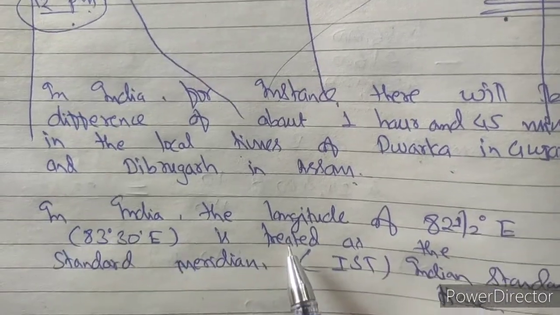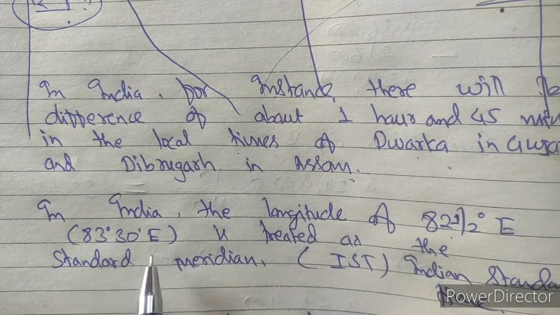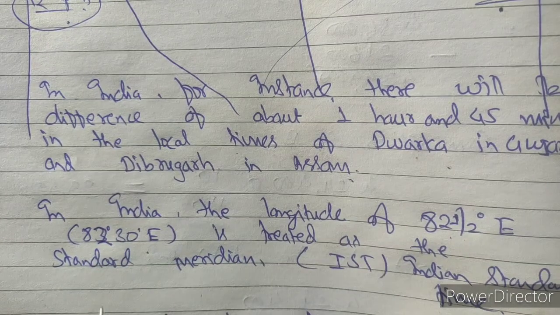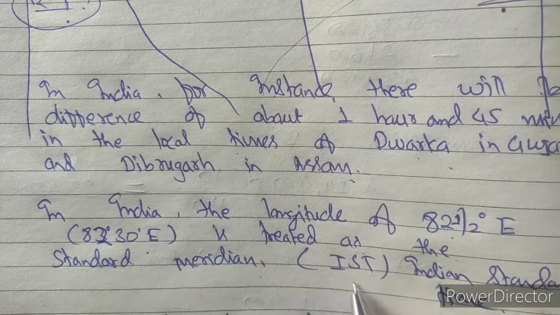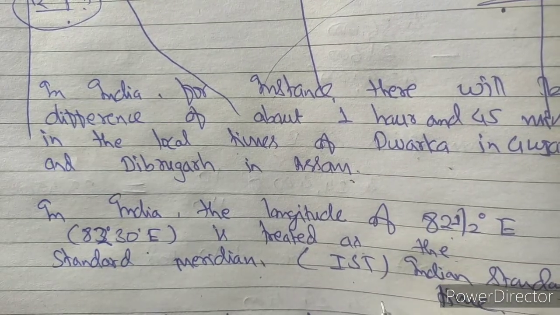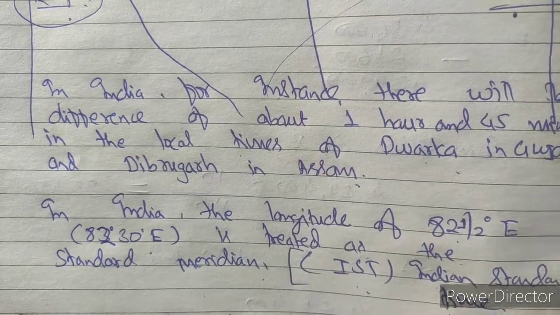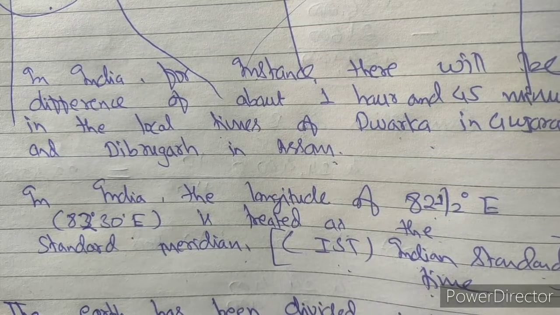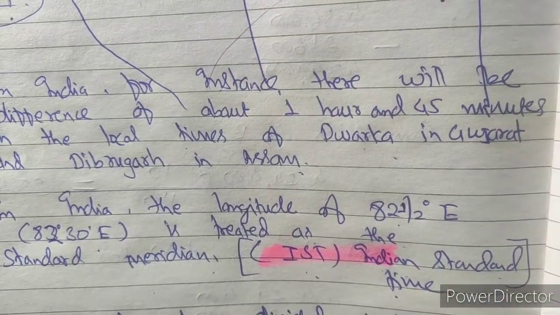In India, the longitude of 82 degree and 30 minute east is treated as the standard meridian of India, IST, Indian Standard Time. IST stands for Indian Standard Time. So Indian Standard Time is 82 degree and half east. Hope the concept of IST is clear to you.